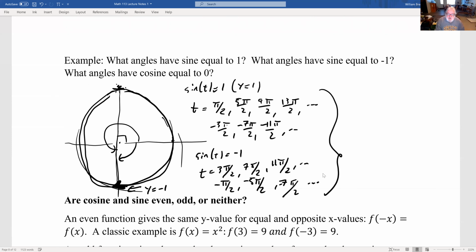So what does it tell me about all these angles? Cosine of t equals 0 for these angles.